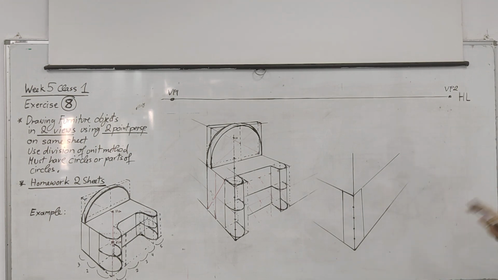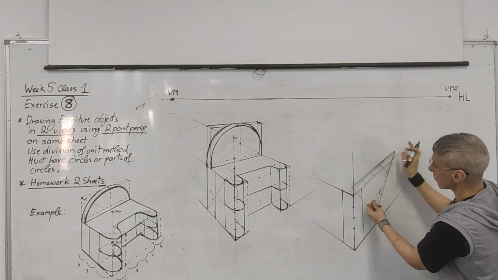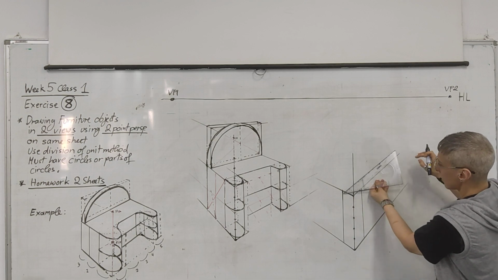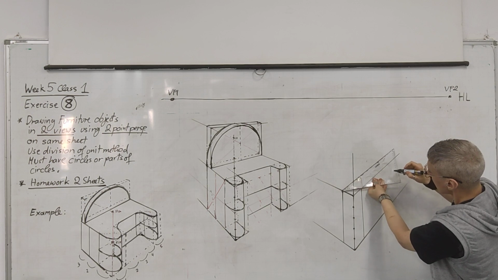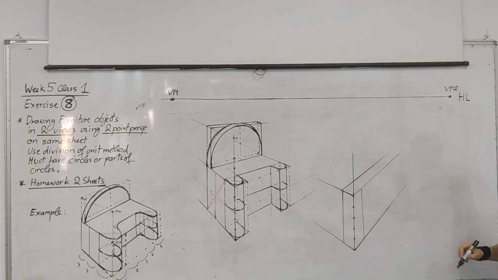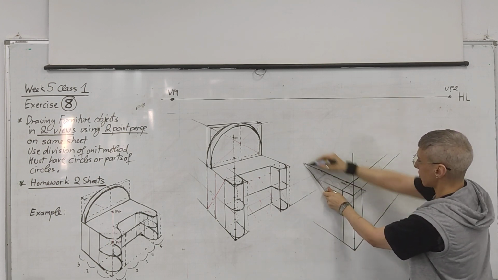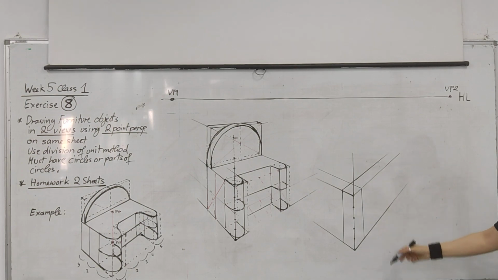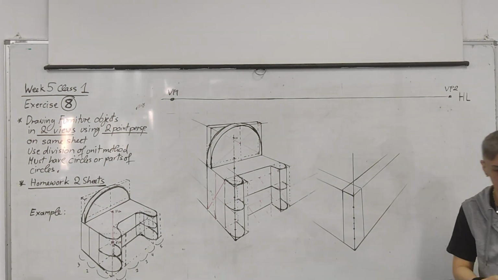Okay, so this is by estimation. Now we continue again to the vanishing point, and from here also to the vanishing point. Okay, now this object we will divide. So 1, 2.5.